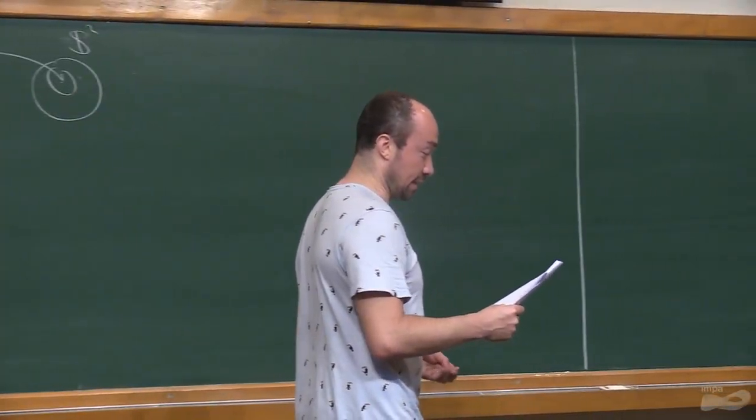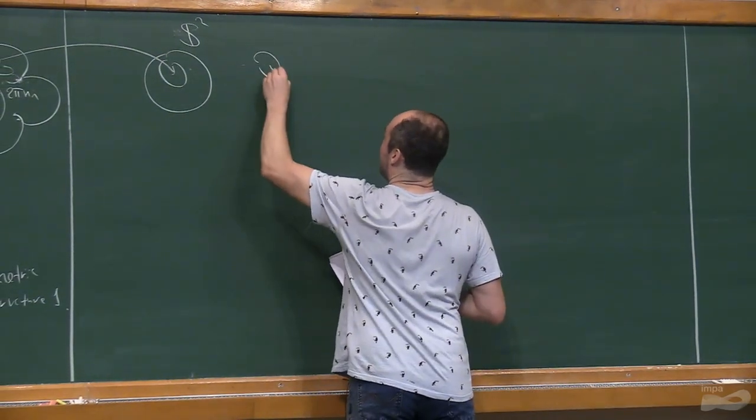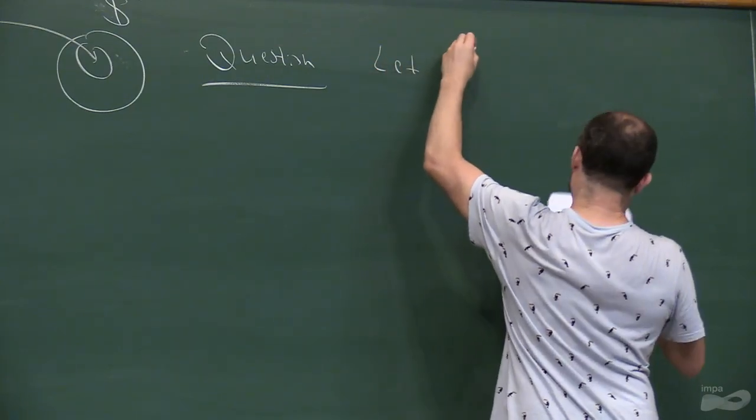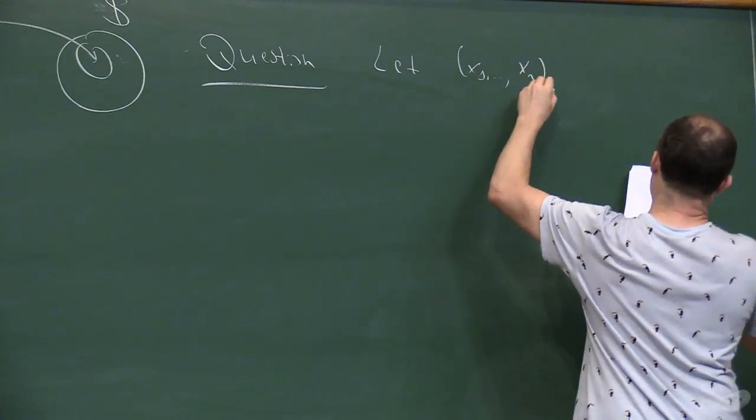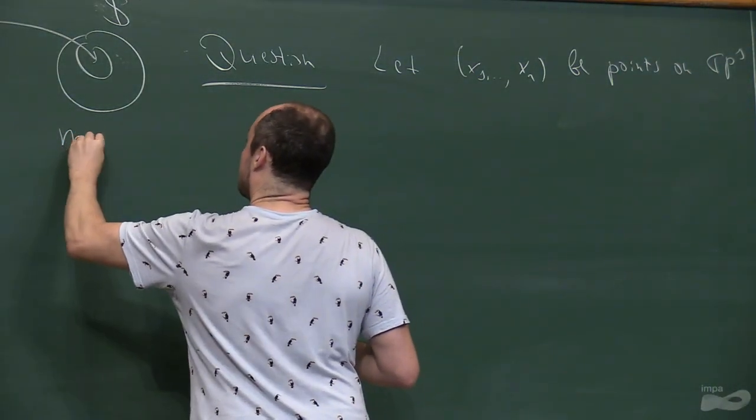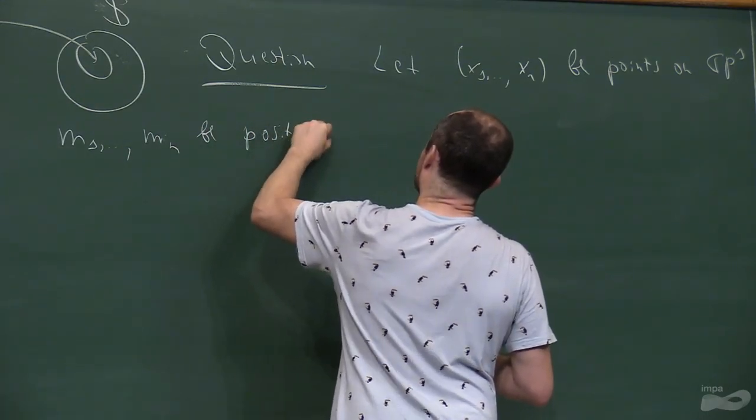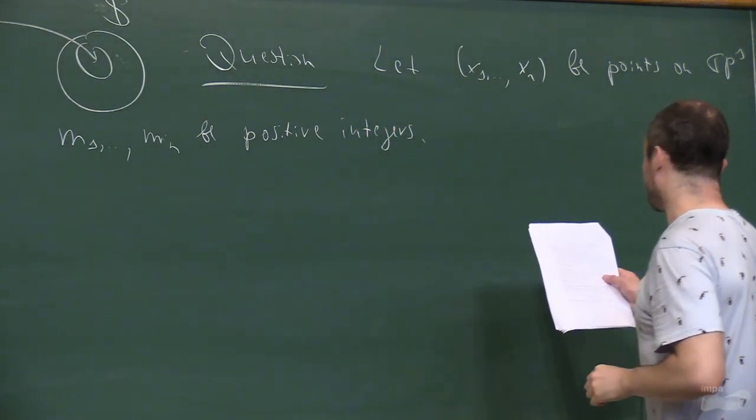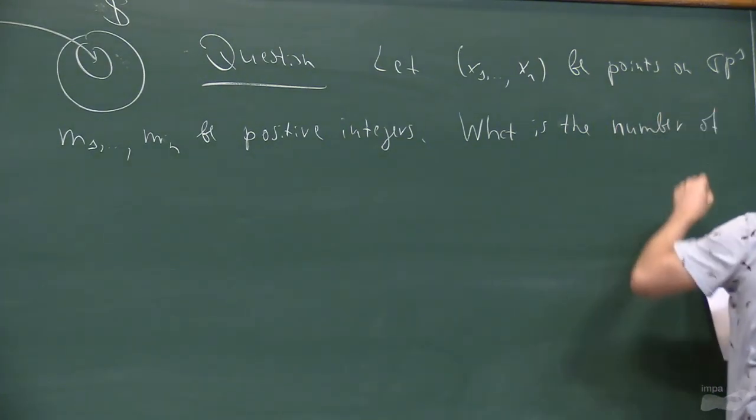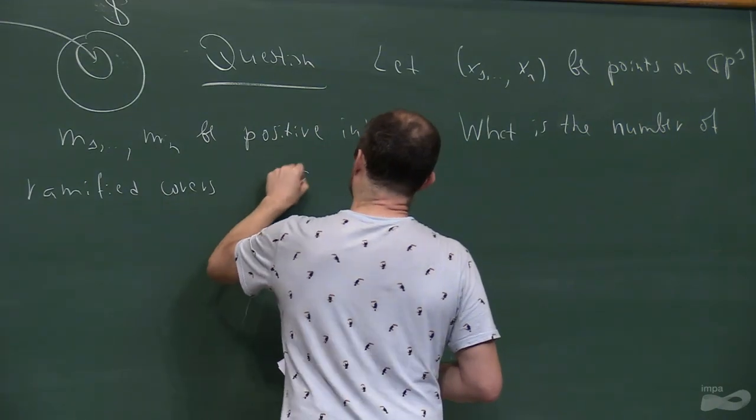And I will just state this problem of algebraic geometry to you, so that it's a reformulation of the question. What kind of question do we get? Let x1, etc., xn be points on CP1, and m1, etc., mn be positive integers. Okay, and then the question is: what is the number of ramified covers from CP1 to CP1?